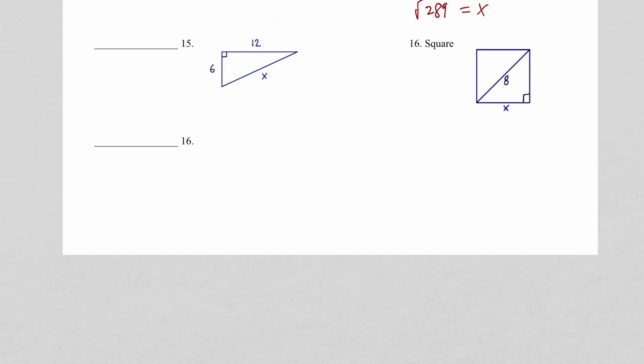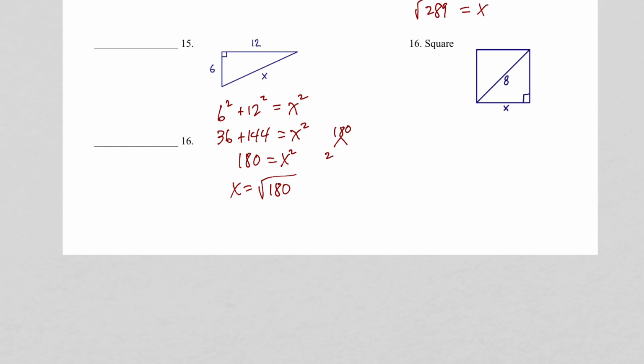So the sum of the squares of those, which is 6 squared plus 12 squared, is equal to x squared. 36 plus 144 is equal to x squared. This adds up to 180 equals x squared. So x is equal to the square root of 180. And 180, let's just break it down. This is 2 times 90. This is 9 times 10. And this is 2 times 5.